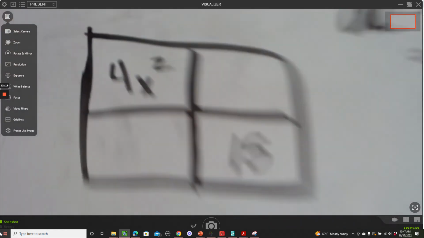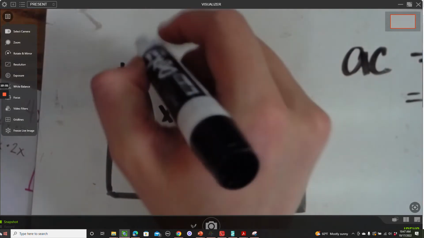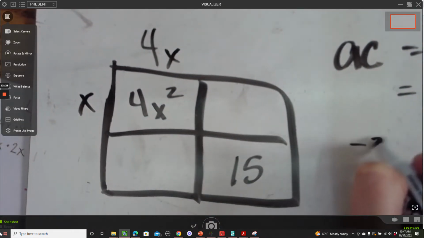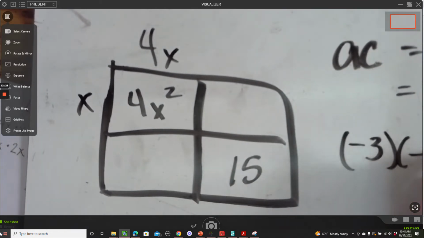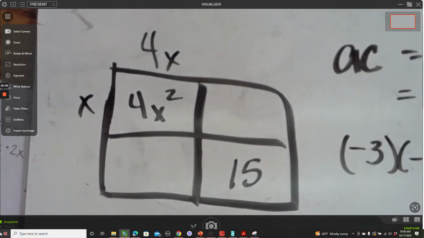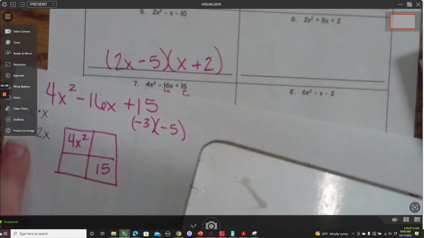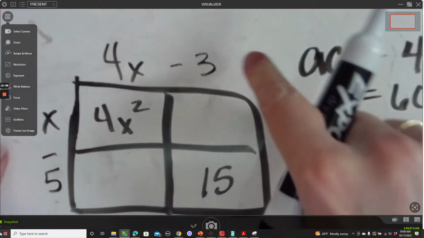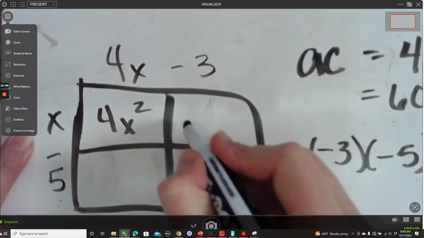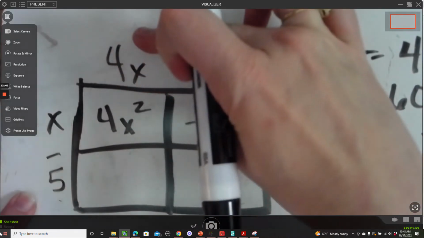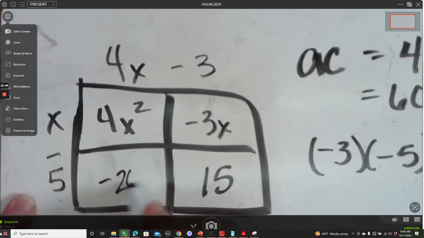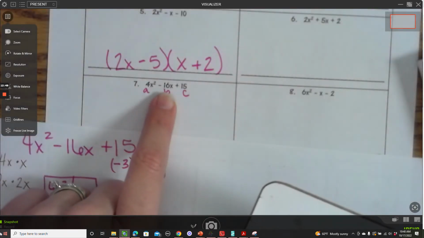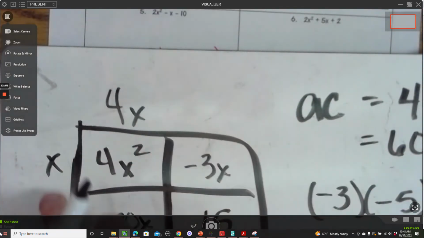All right, so we're going to start with a 4x here and an x. And then we said we've got to use negative 3 and negative 5, right? How did we find out that was 4x and not 6? Well, we just have to play with it. So x times negative 3 is negative 3x. 4x times negative 5 is negative 20x. Negative 20 and negative 3 gives me negative 23. Not what I need.